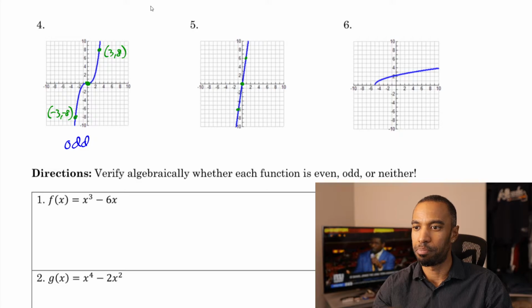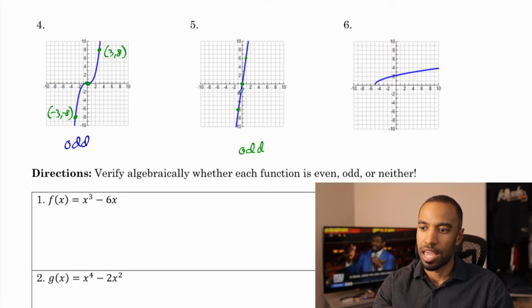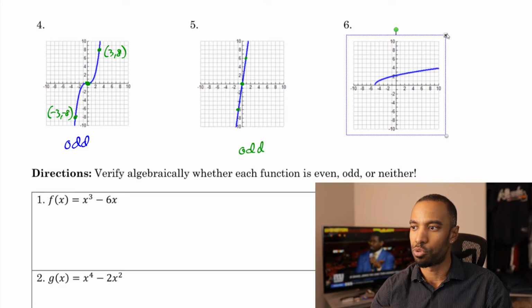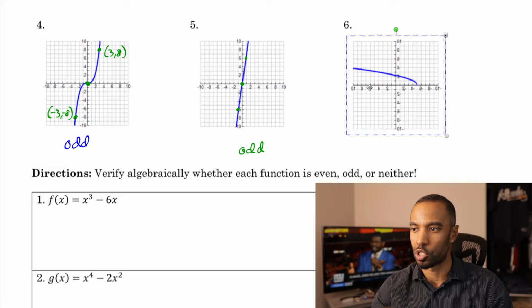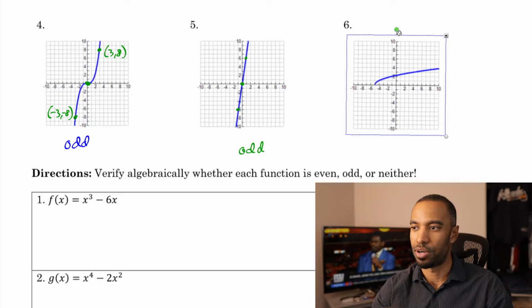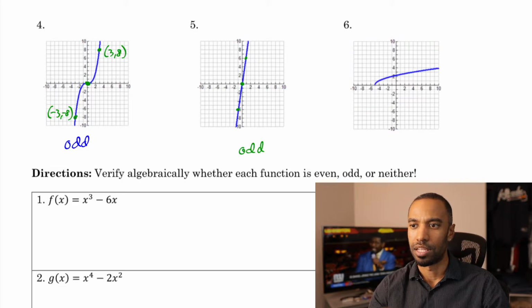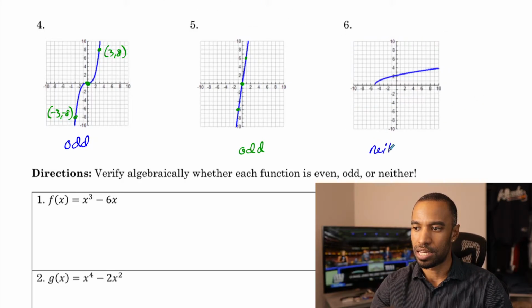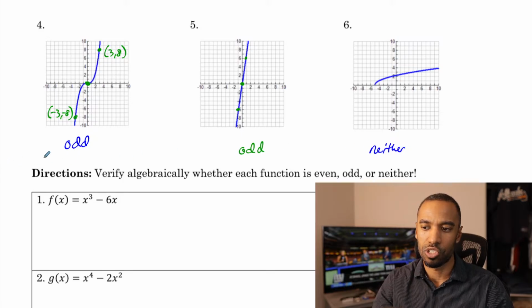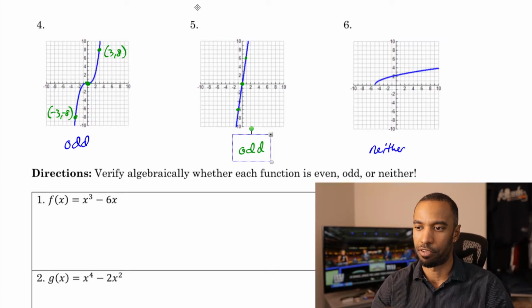And number 6, I flip. Oh wait, let me write that. That's odd. And number 6 here, we've got a left-right flip right here. Is it symmetrical across the y-axis? Heck no. When I rotate it 180 degrees here, also, heck no, not the same graph. This is a neither. It also doesn't go through the origin. So this is a neither here. So it looks like 2 evens, 2 odds, 2 neithers, and we are set for the graphic ones.